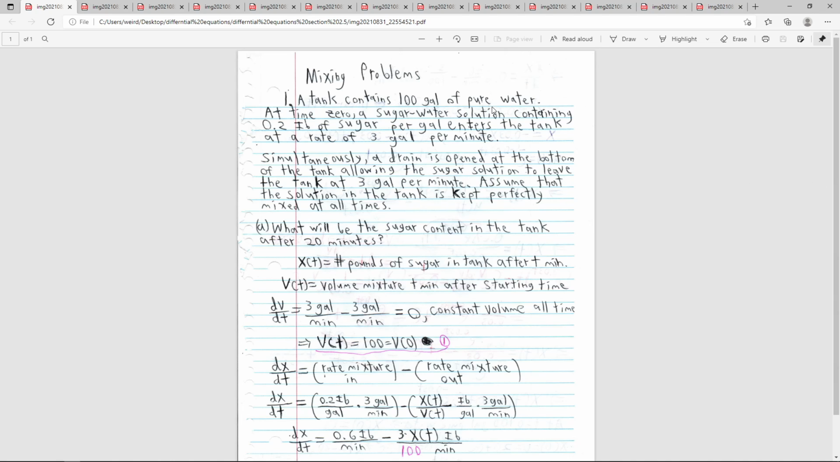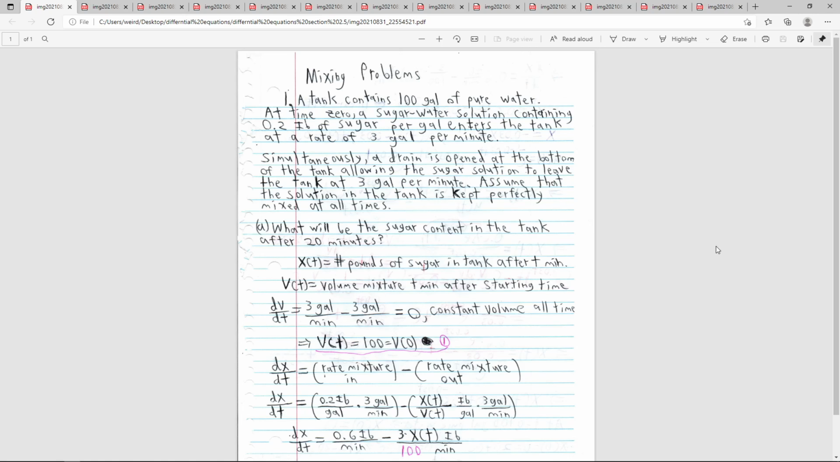So a tank contains 100 gallons of pure water. At time 0 you have a sugar water solution containing 0.2 pound of sugar per gallon entering the tank at a rate of 3 gallons per minute. So it's originally pure water, 100 gallons of it. Now we have sugar water entering.